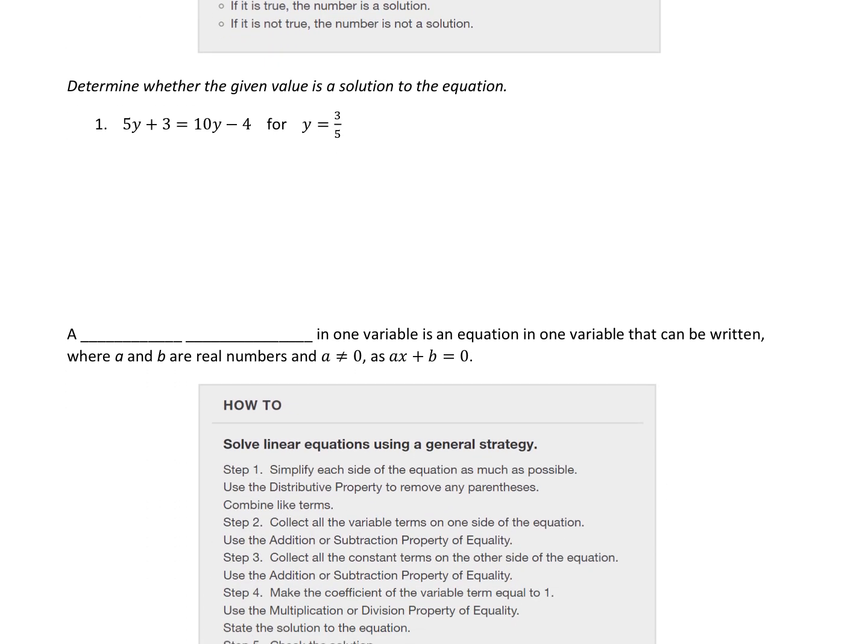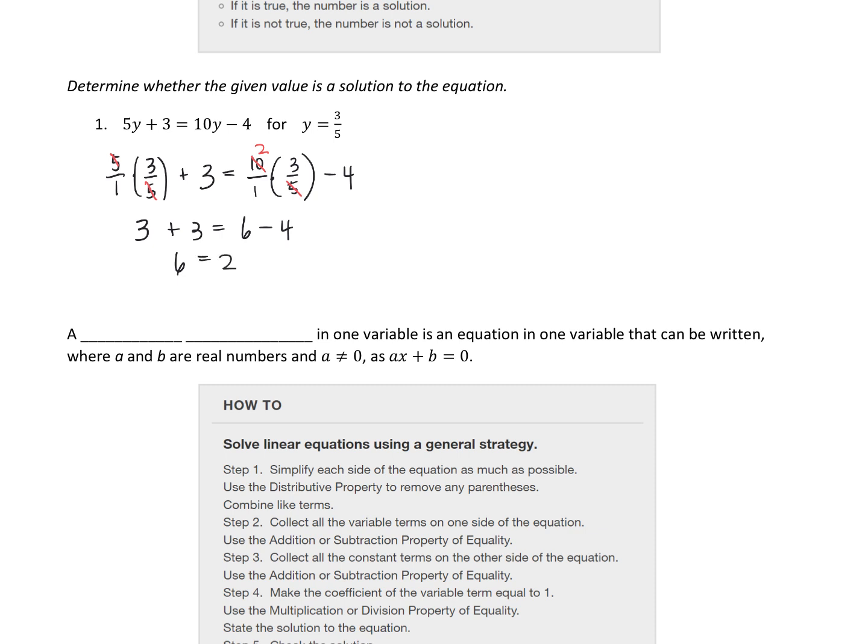So we have 3/5 that they want us to plug in for y. So we will have 5 times 3/5, or you could do parentheses, plus 3 is equal to 10 times 3/5 minus 4. So I'm going to cross reduce, so the 5's here divide out, and so that will leave me with 3 plus 3 is equal to, 5 goes into 10 twice, so 2 times 3 is 6 minus 4. 3 plus 3 is 6. 6 minus 4 is 2.